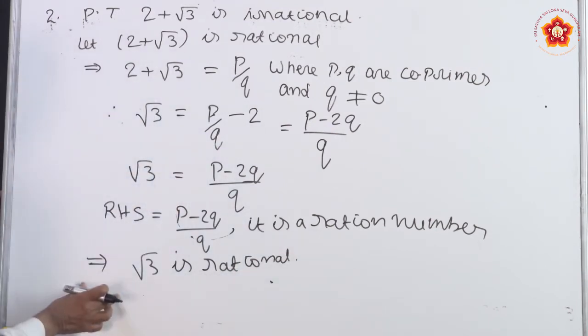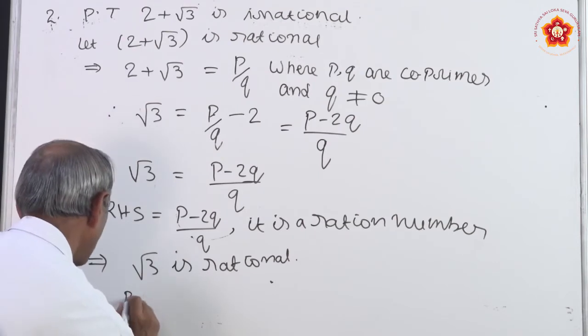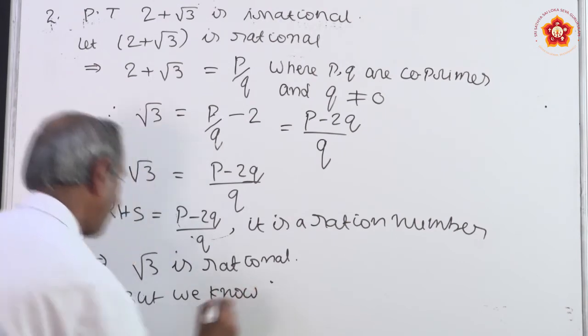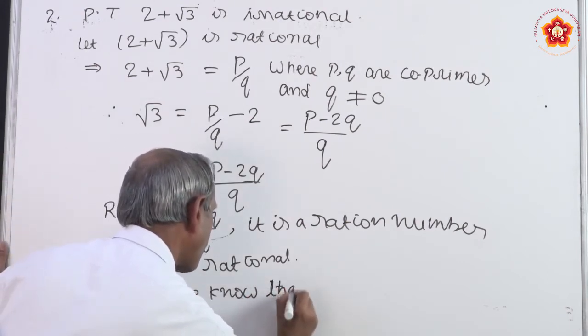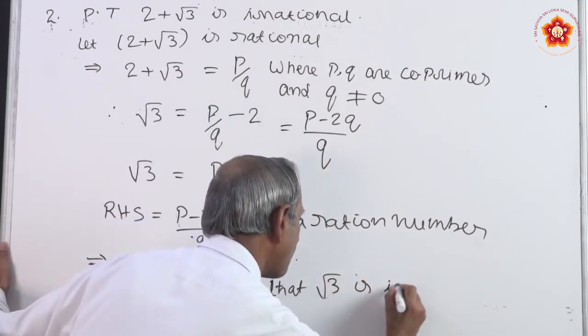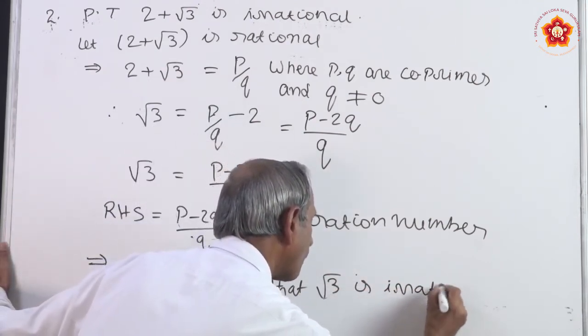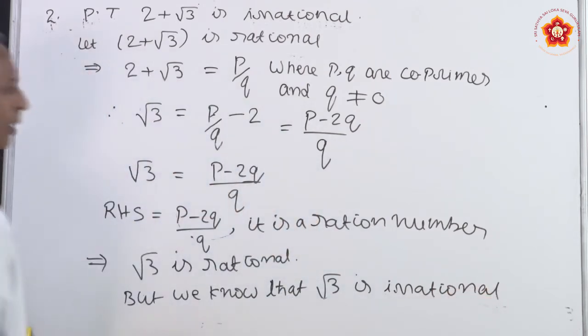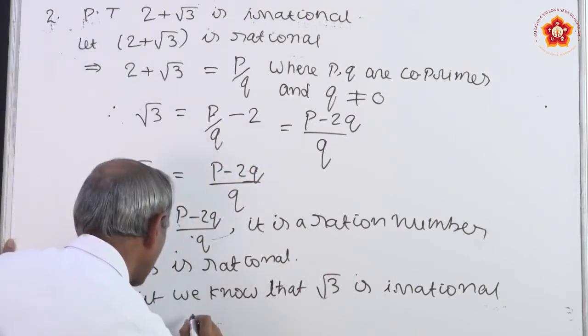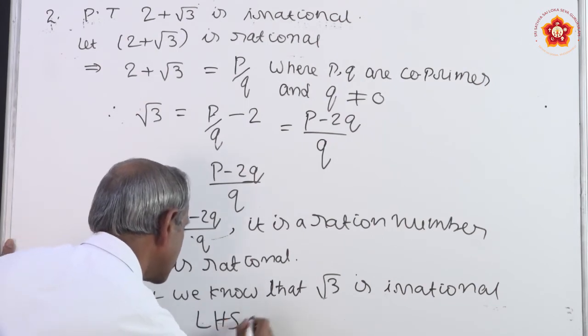But it contradicts the fact that root 3 is irrational, already proved. It contradicts our assumption, but we know that the square root of 3 is irrational. Therefore, the left hand side cannot be equal to the right hand side, because an irrational number cannot be equal to a rational number. Therefore, LHS is not equal to RHS.